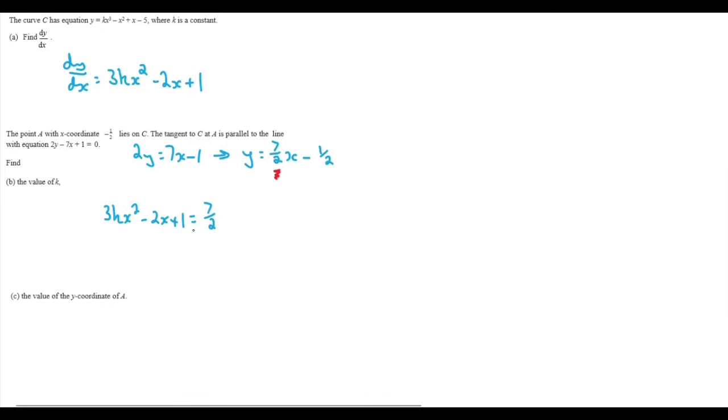Well, from this, if we're going to try to solve, what we could do is times up by this 2 to make everything integers. So over here, that's now going to become 6kx squared minus 4x plus 2 equals 7. And you'd now just minus that 7 over. So 6kx squared minus 4x minus 5 equals 0.